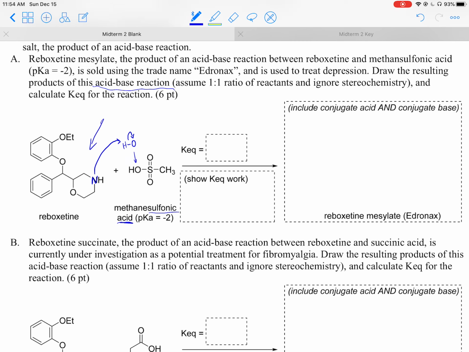So the conjugate acid is going to look exactly like the base except with a hydrogen, and the conjugate base is going to look exactly like this acid but with one less hydrogen. We're going to get rid of this hydrogen that's attached to the oxygen. So let's just go ahead and copy down reboxetine.